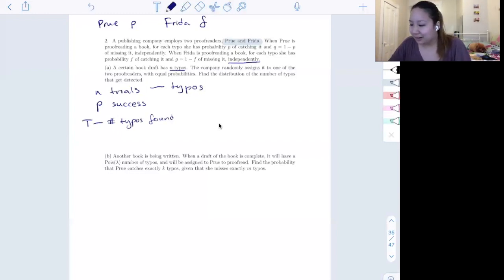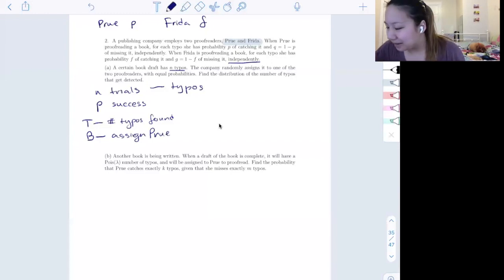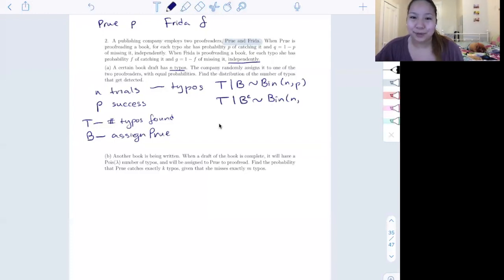And say the event that we assign it to Prue is B. Then we can say what I just said as T given B. So the number of typos found given it is assigned to Prue is distributed binomial n comma P. And with a similar argument, we can see that the number of typos found given it's not given to Prue is binomial n, because we still have n typos, but this time it is going to be F, because the probability Frida finds a typo is F.